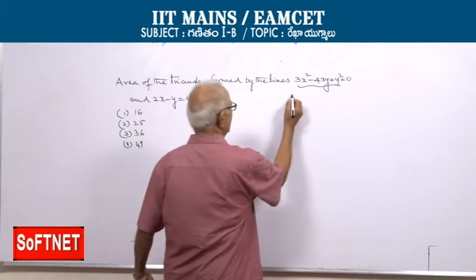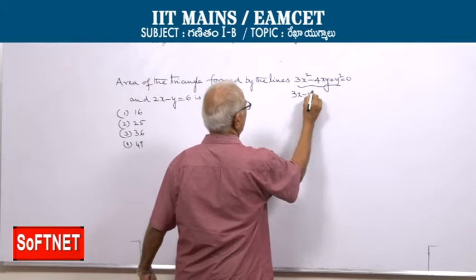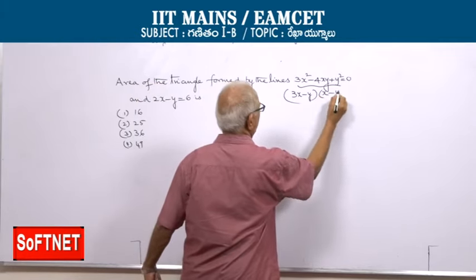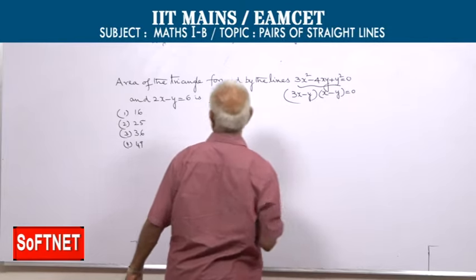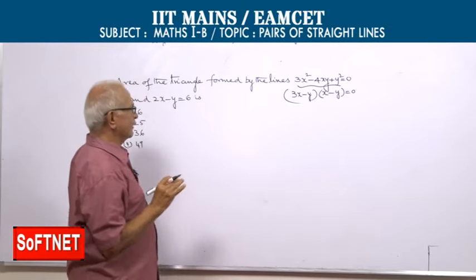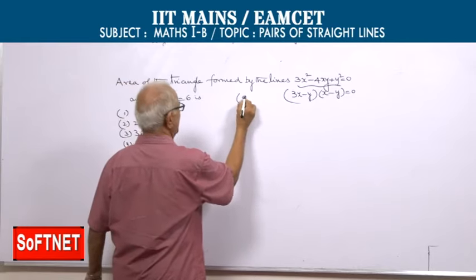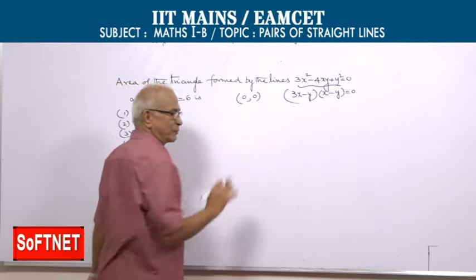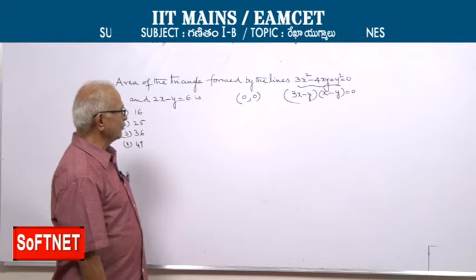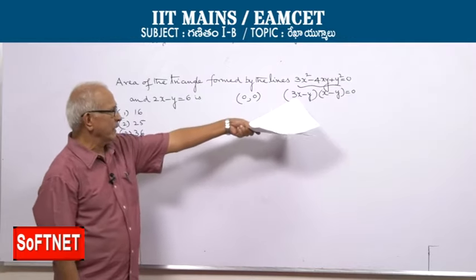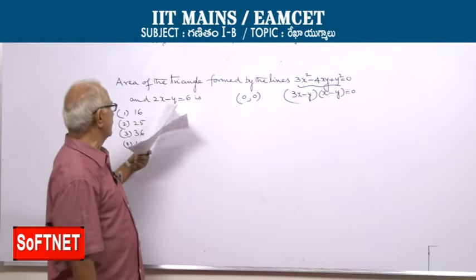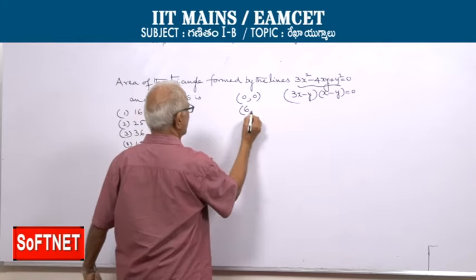When you factorize, this is 3x minus y into x minus y, simple factorization. So, the three sides are, one is x and one vertex is origin, because these are lines passing through the origin. The other two vertices are obtained by solving x minus y equal to 0 with this. When you put x equal to y, x equal to 6 and y equal to 6.